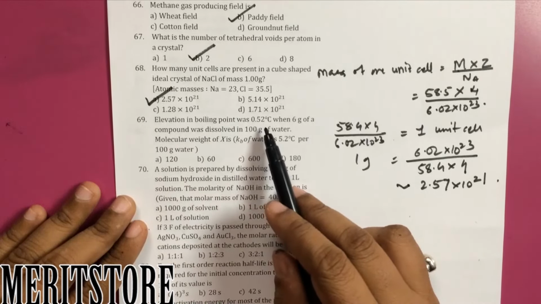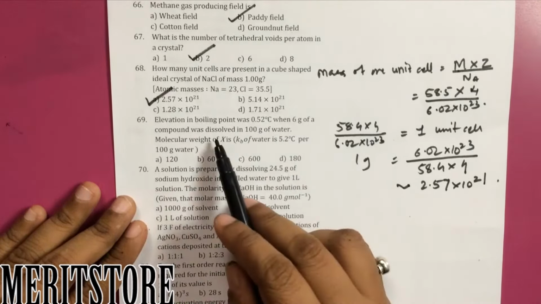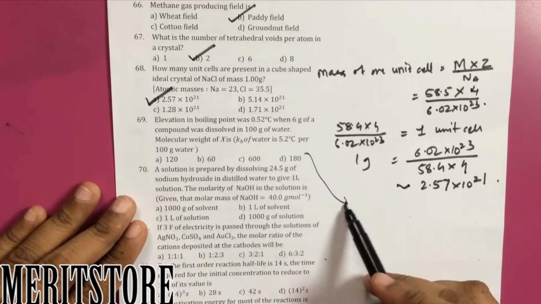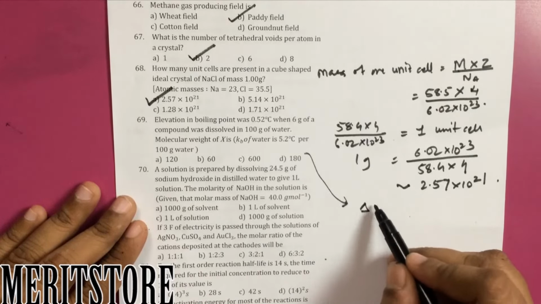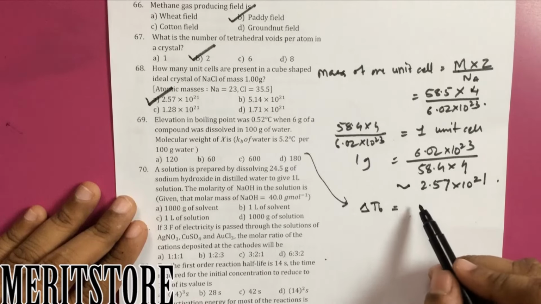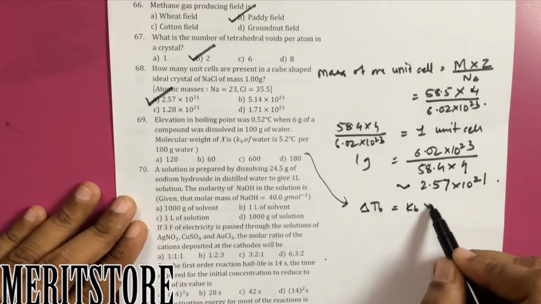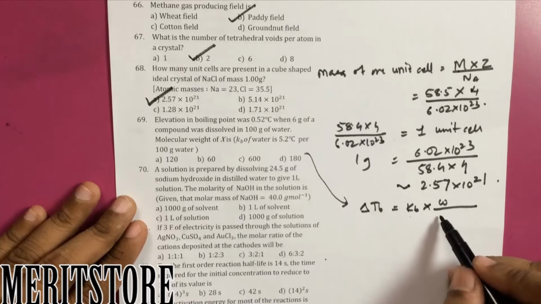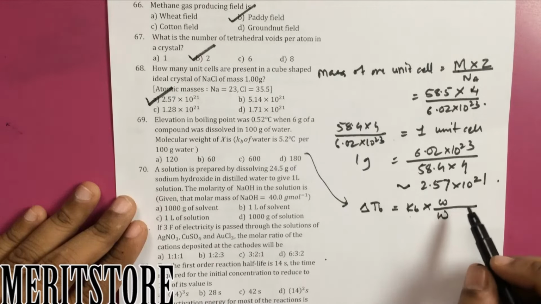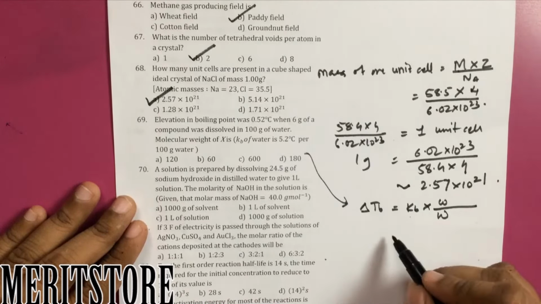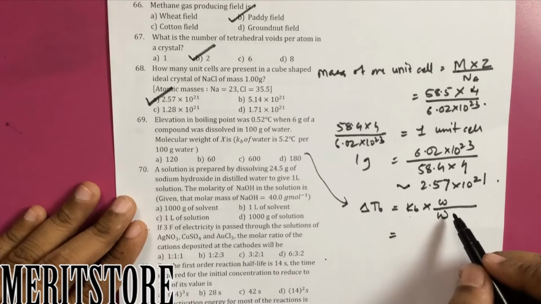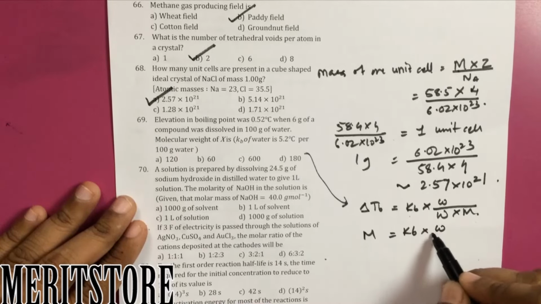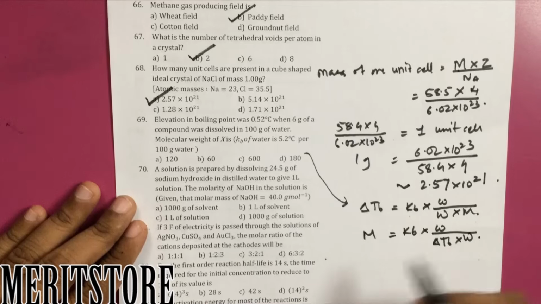Question number 69. Elevation in the boiling point was 0.52 when 6 grams of compound was dissolved in 100 grams of water. Molecular weight we need to find out. According to the formula, delta TB, the elevation in the boiling point, is equal to KB multiplied by the weight of the substance divided by the molality, that is the weight in kilogram. If the weight is in gram, it should be multiplied by 1000. So we need to find the molecular weight of the substance, which is KB into W upon delta TB into capital W.